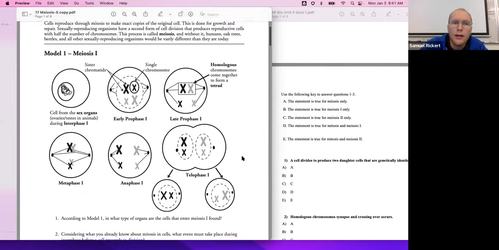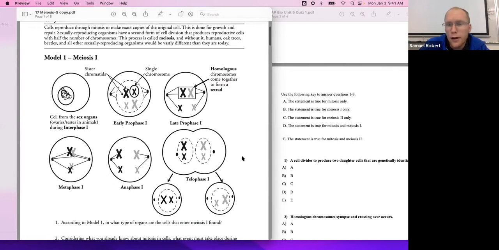Let's look at what that looks like in your handout you're going to be studying here. So we see in this picture that in meiosis, we start prophase 1 very similar to prophase in mitosis. The nuclear envelope starts to dissolve and the chromosomes form.